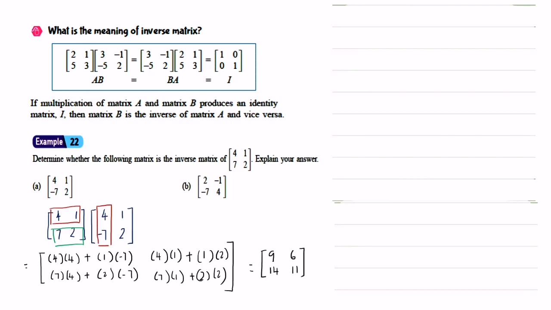The product is not an identity matrix. So what is the conclusion? The conclusion is 4, 1, negative 7, 2 is not the inverse matrix of 4, 1, 7, 2 because the product of these two matrices is not an identity matrix.